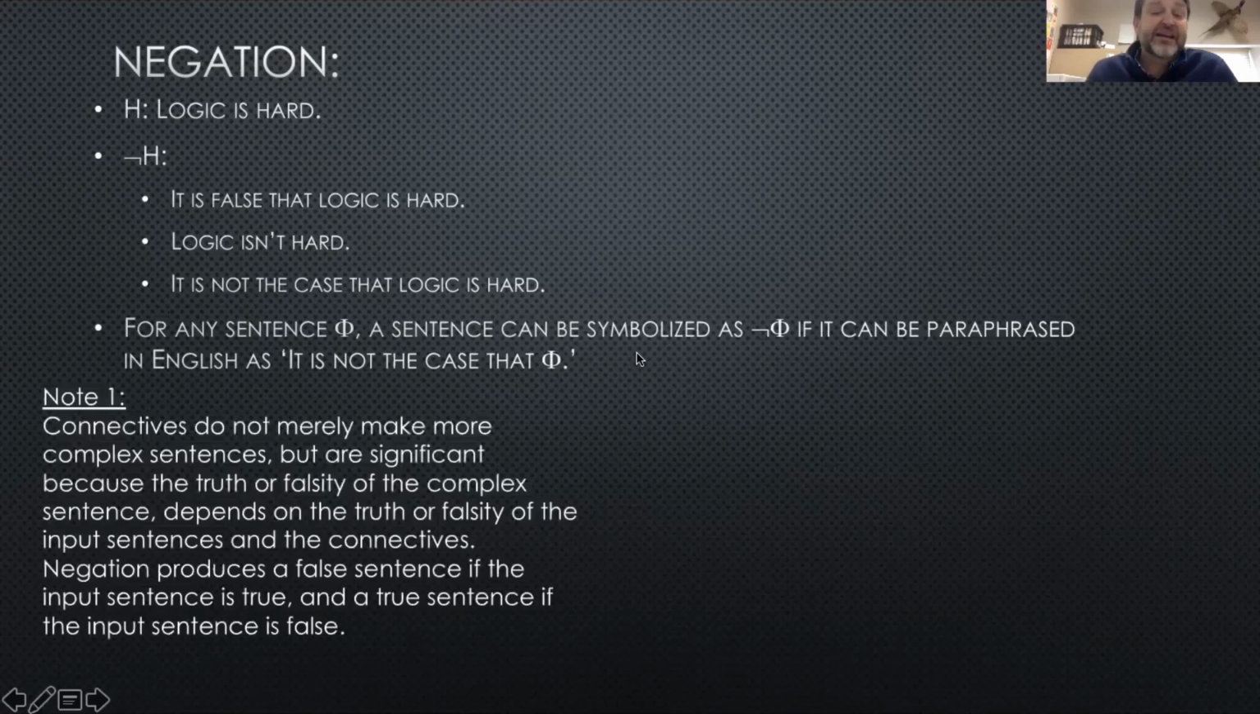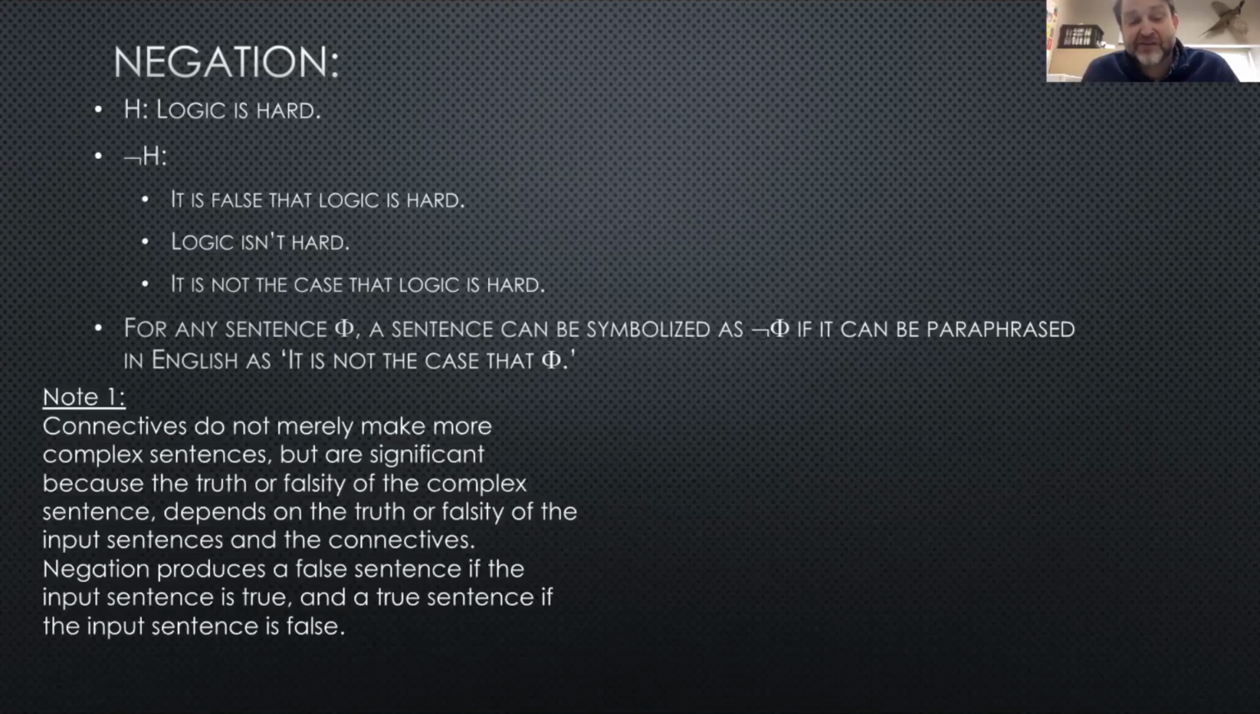So note here that connectives don't merely make more complex sentences. Of course, together with sentence letters, they are the basic building blocks for complex sentences. They do serve to make more complex sentences, but that's not all they do. They're significant because the truth or falsity of the complex sentence depends on the truth or falsity of the input sentences and the connectives. In other words, the truth value of the complex sentence is determined functionally from the truth value of the sentences together with the operations that the connectives perform.